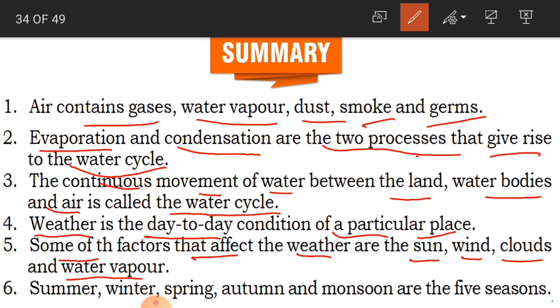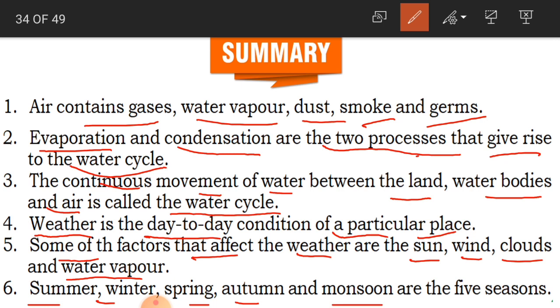Okay. And by the wind. Wind is nothing but moving air. And the clouds and water vapor. So these are going to affect the weather. Clear children? And summer, winter, spring, autumn and monsoon are the 5 seasons.